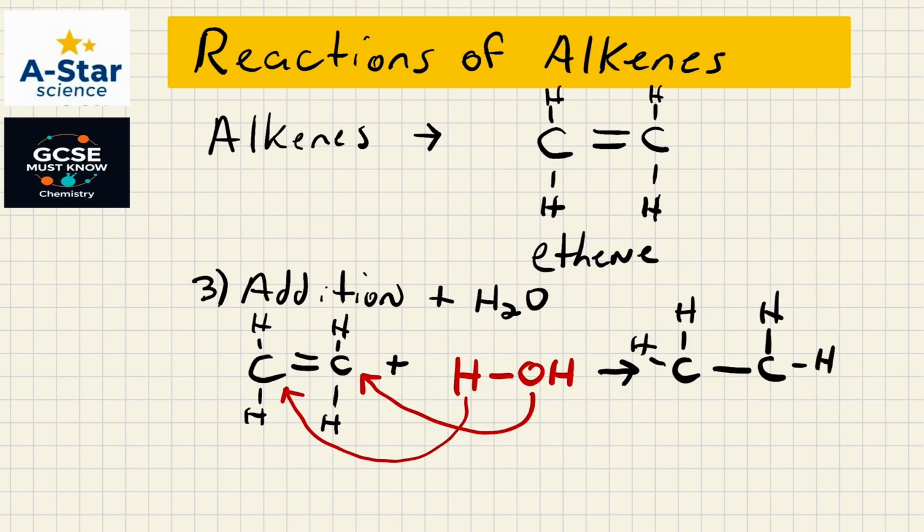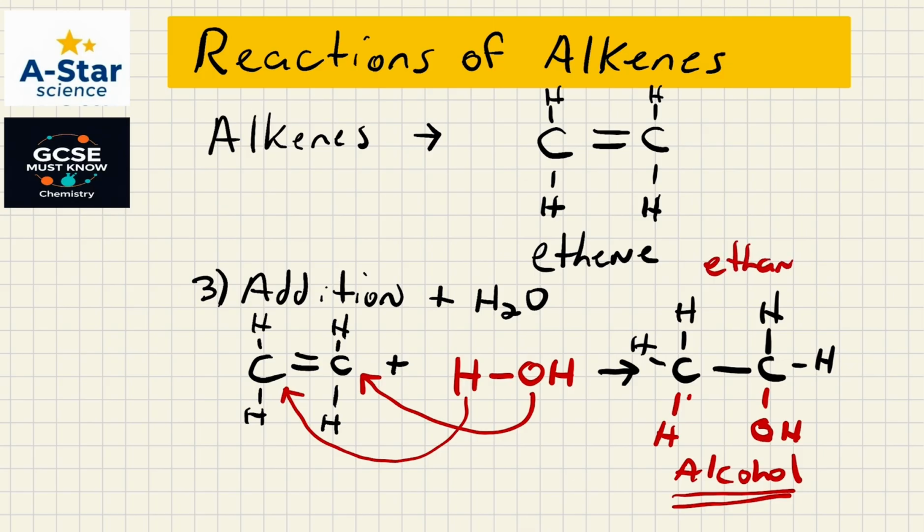And when we add the hydrogen to one side and the OH to another side, we see that we now form an alcohol functional group. In this case, because it has 2 carbons, it's called ethanol. So we need to remember as a word equation that alkenes plus water, still an addition reaction, so we only get one product, yield alcohols.